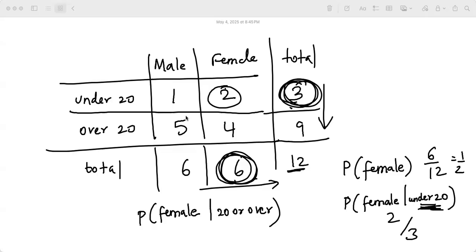Now, let me read out the table for you. Male under 20 is 1, female under 20 is 2, male over 20 is 5, female over 20 is 4. So that's 12 in total. Under 20 total is 3. Over 20 total is 9. Male total is 6. Female total is 6. Now, what is the probability of a contestant being chosen is the female given she is 20 or over?